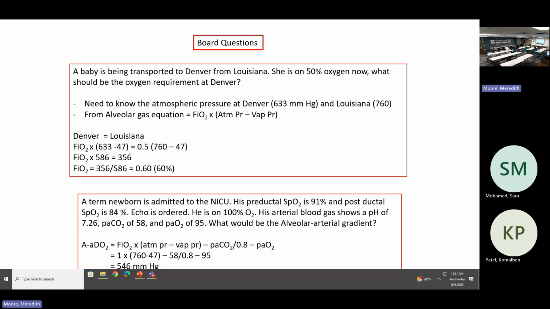And this is important, honestly. I was told by younger neonatologists that they're not asking these questions, but it's good to know the concept, honestly.